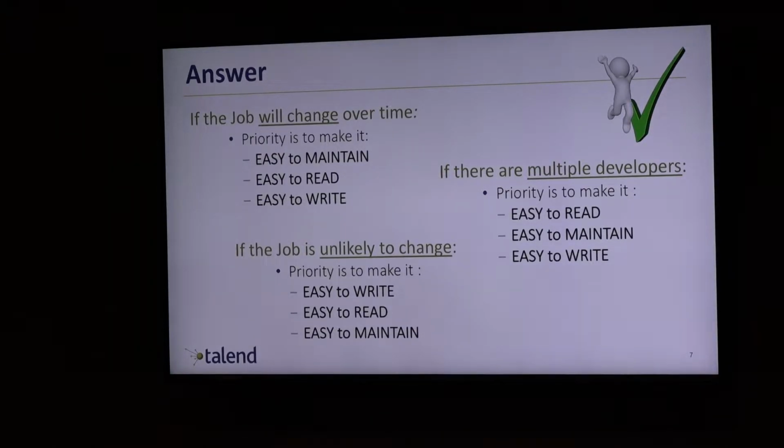If you have multiple developers, that's critical. I've been in situations where there are 15 to 20 developers. At that time, readability is critical. Any developer should be able to open the job and understand what is going on in there. Typically most cases would be in that last category, where there are multiple developers. At that time, you should really think about readability and maintainability, not writability, which means you have to spend a little bit more time to develop the job in the right way.